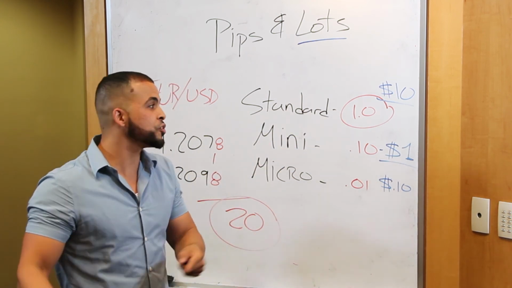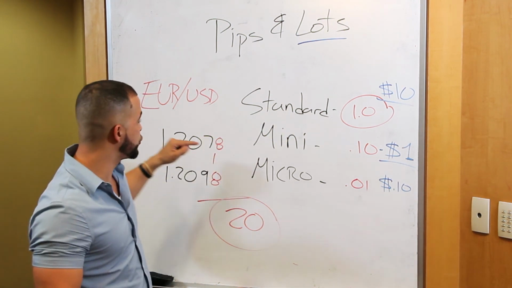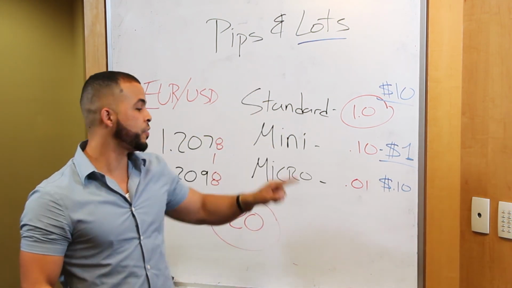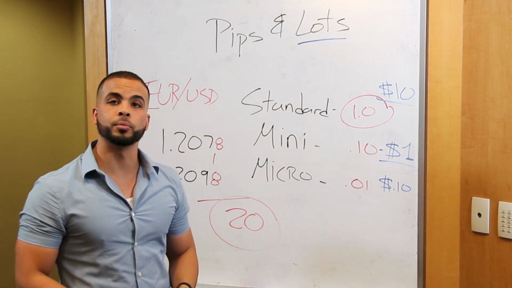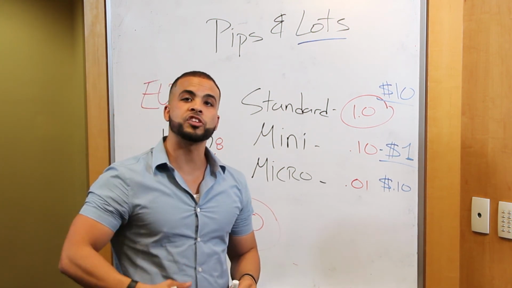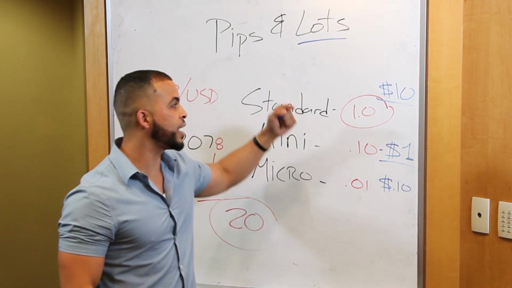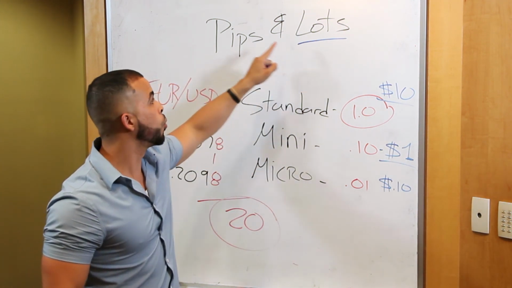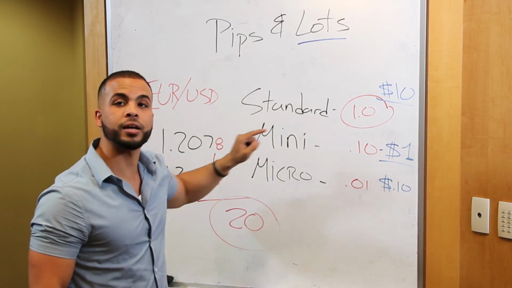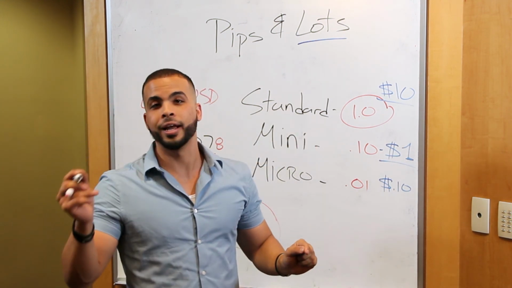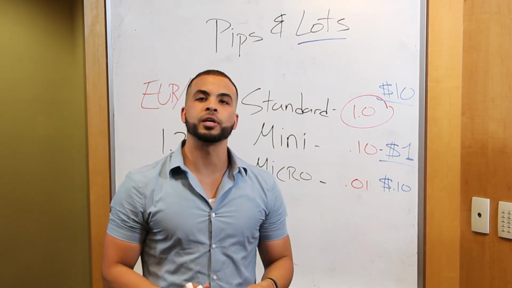Now, also on the flip side, if it goes negative, for example, you sold, but let's say it went up, then you would lose that same amount of money. Just something to keep in mind. We're going to explain it further in the next video on how to place your trades, but it's very important to understand what lots are, what pips are, and how to calculate every pip to every lot and every lot to every pip when it comes to making money with Forex.